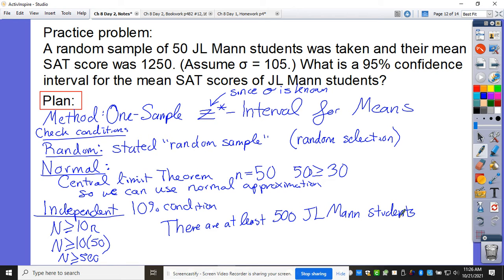So now we actually check it for being independent. But what's the other reason we check the 10% condition? So that we can use your standard deviation equation.